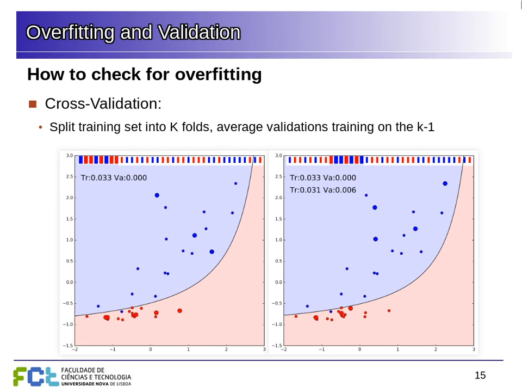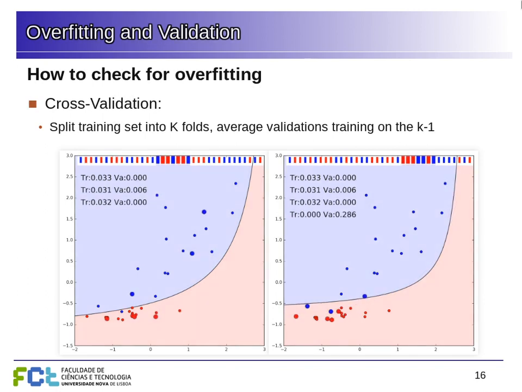And then we leave another fold out, and we keep doing this with different folds left out, and we average everything in the end. This is good because it gives us an average estimate of how well this model performs on this kind of data.